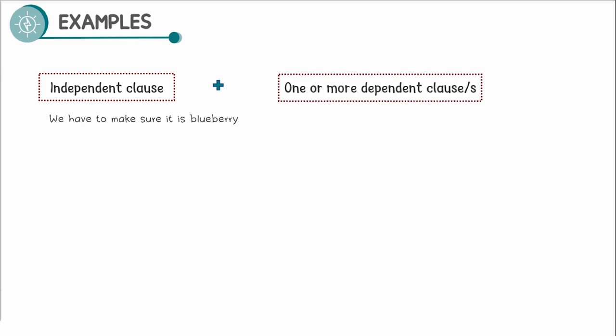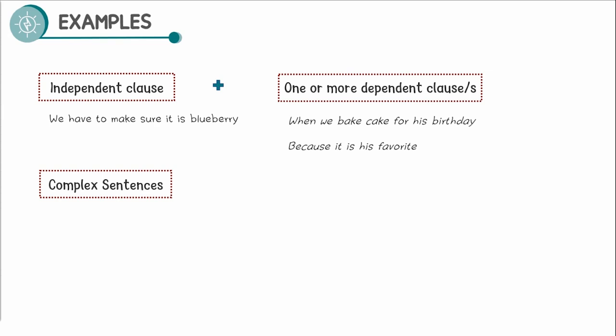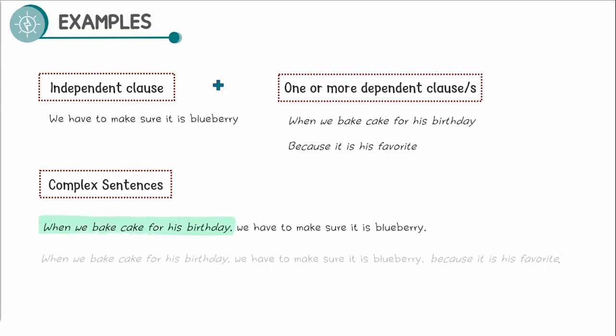And for a dependent clause, the purpose of this clause is to provide additional context to the independent clause. When we bake cake for his birthday, and because it is his favorite. This is how we can write complex sentences. When we bake cake for his birthday, we have to make sure it is blueberry. When we bake cake for his birthday, we have to make sure it is blueberry because it is his favorite. In the second example, we made use of because, which is a subordinating conjunction.